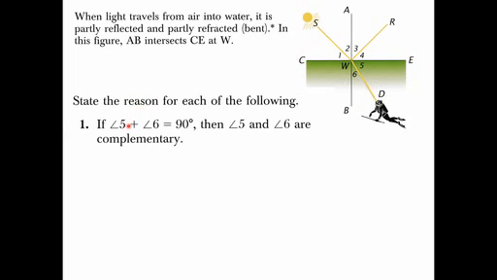So ask yourself some of these questions. If angle 5 plus angle 6 is 90, then 5 and 6 are complementary. Why can you say that? Again, notice this is our hypothesis. This is our given, basically. And here's our conclusion, and you have to give a reason for that. Same idea here. Just read through the given, the if, and why can we say the then part.